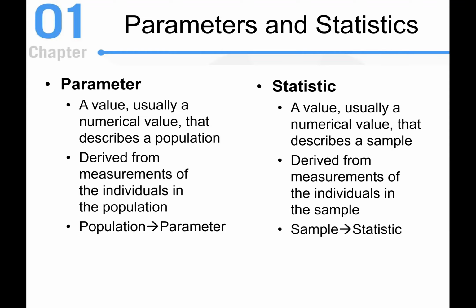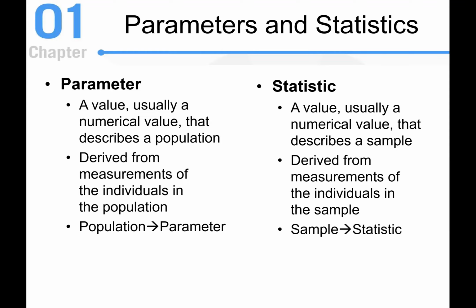So some more terminology to kind of get us all prepared for when we start discussing different kinds of studies and statistics used for those particular studies. So these two terms, one is what's called a parameter, right? And so what is a parameter? A parameter is going to be a value. It's usually a numerical value, right? It has some kind of numbers, some kind of quantity. And it's going to be a numerical value that's going to describe the population. All right. And so it comes from measurements of individuals in the population.